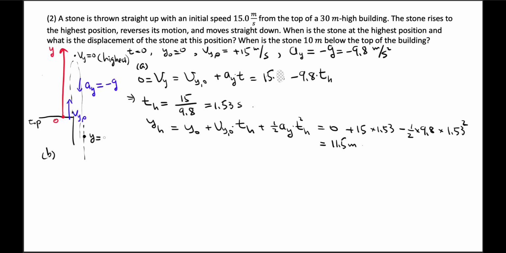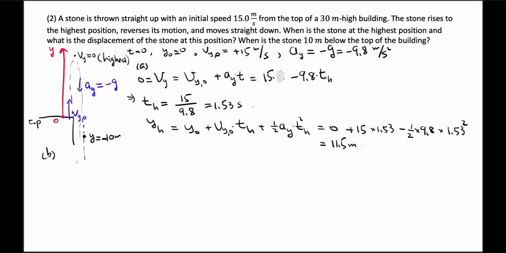This y equals 10 meters, right? But now it's below the origin, so it's negative. So that's something you need to be careful about. The position here is a vector, so you need to include its sign, whether it's above the origin or below the origin. Below the origin should be negative.